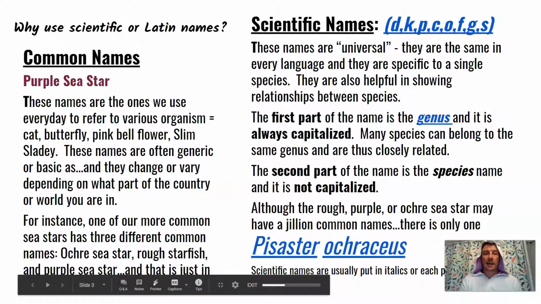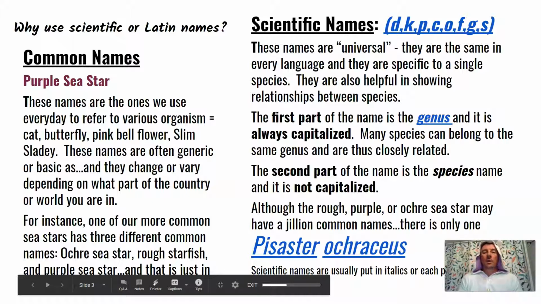So why do we use scientific names? Scientific names are universal. They're used in every country in the world and in every field guide in the world, even if it's in a different language. The scientific name is there, and it's written in a language you can understand, right? It's not English, it's actually Latin, using the Latin alphabet, which we use as well.